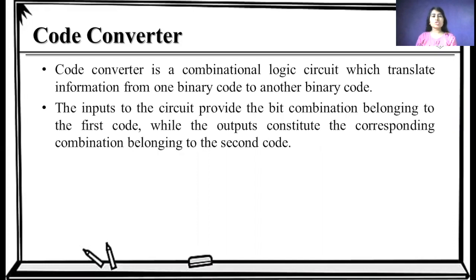The inputs to the circuit provide the bit combination belonging to the first code, while the outputs constitute the corresponding combination belonging to the second code. So we have two codes, one as an input code and the other as an output code. Here we have different code converter circuits. Now let's take some examples of a code converter circuit.